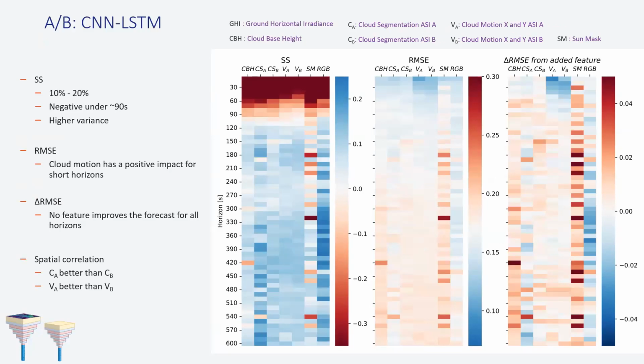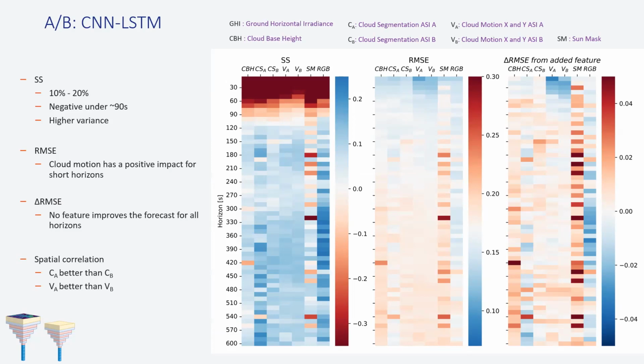For the extraction that's done by the CNN, here we can see that there's overall a higher skill score, but there's more variability. We can also see that actually when the model just receives the raw RGB images is when it performs the best overall, but mostly on the mid-length horizons.